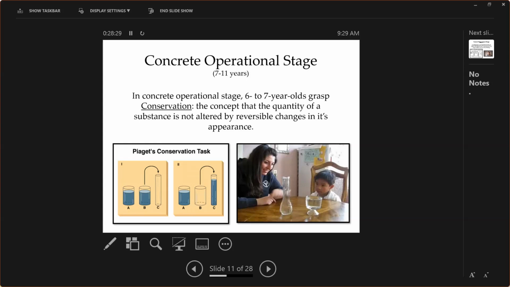And something that they learn in this age is a term called conservation. Conservation has to do with the fact that we can alter the way things look, but not necessarily change the amount, right? And so there's a very famous experiment.